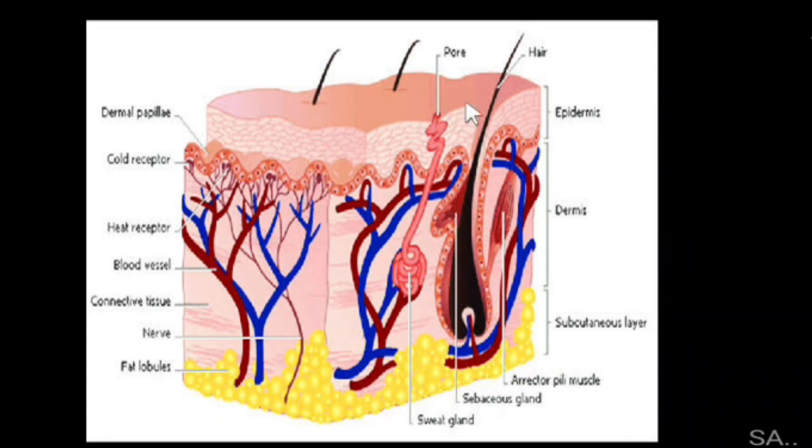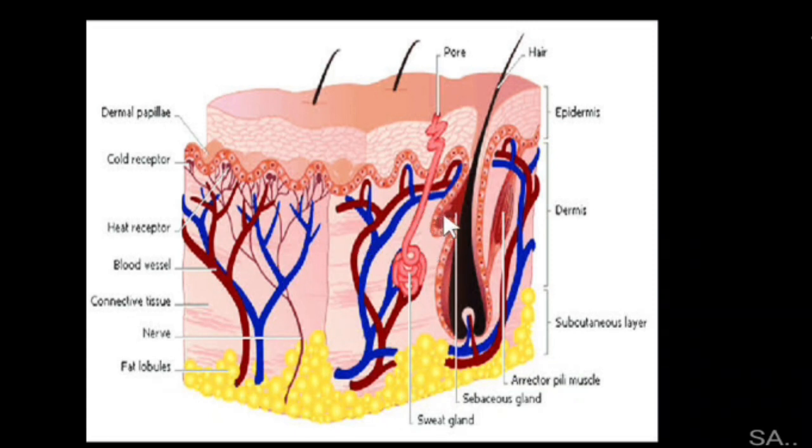And the sweat pores, by the way, lie on the surface of the skin. So through the sweat pores, the sweat is released onto the surface and then it evaporates, so that the skin is also acting as an excretory organ too. This is one important thing.